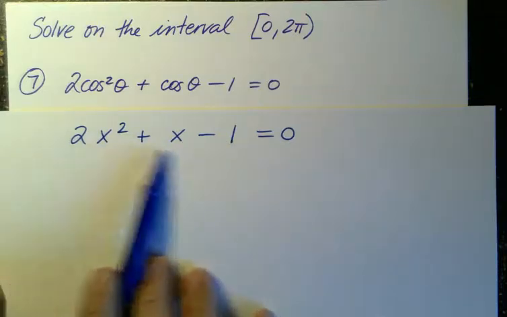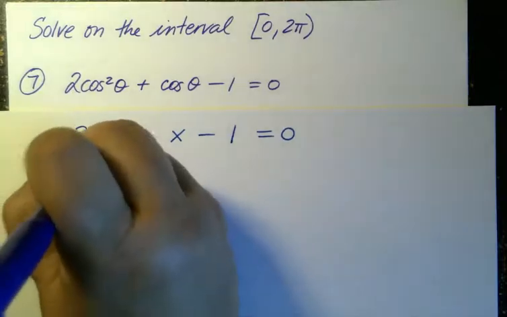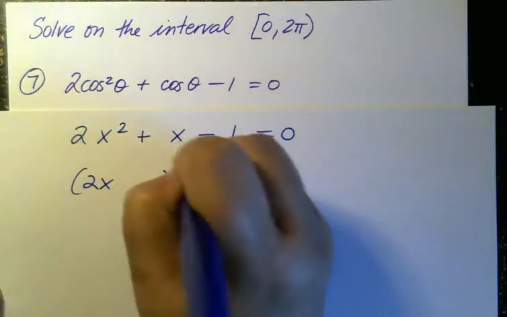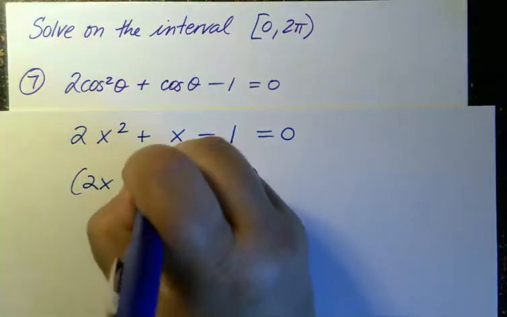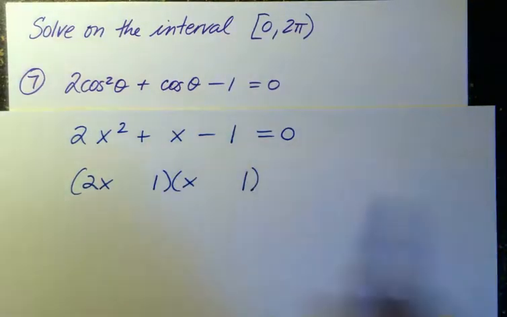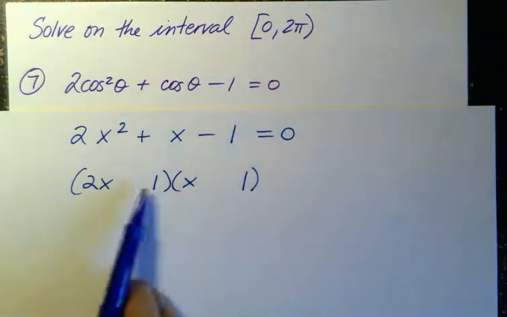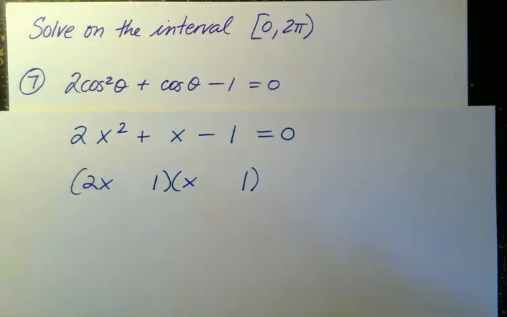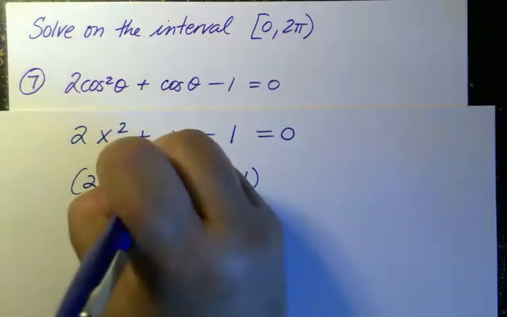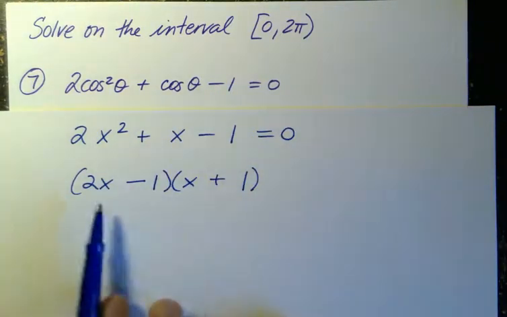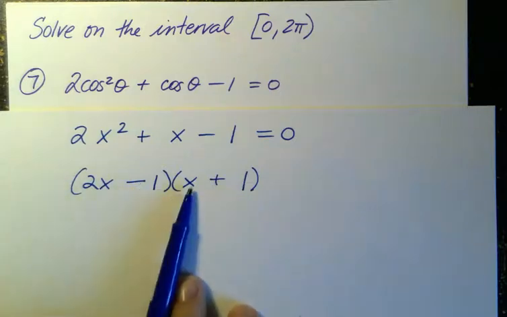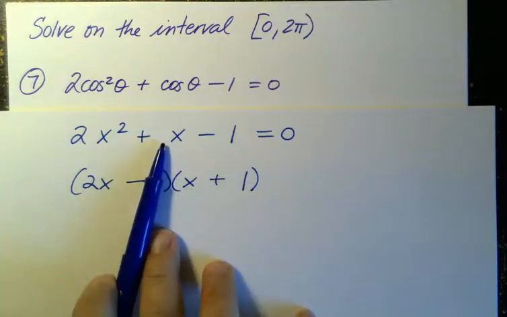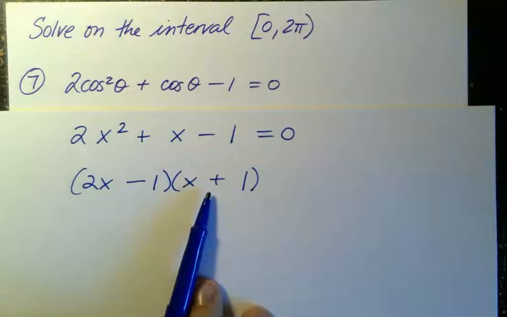So how would I solve this? Well, I would factor it. 2x times x gives me 2x squared. I know it's going to be a 1 times 1 that's going to give me a negative 1. One of these has to be positive, one of these has to be negative. I would just make sure that I thought about it and checked. If this is positive and this is negative, that makes 2x minus 1x, which gives me a positive 1 here. So this is how I would factor that.